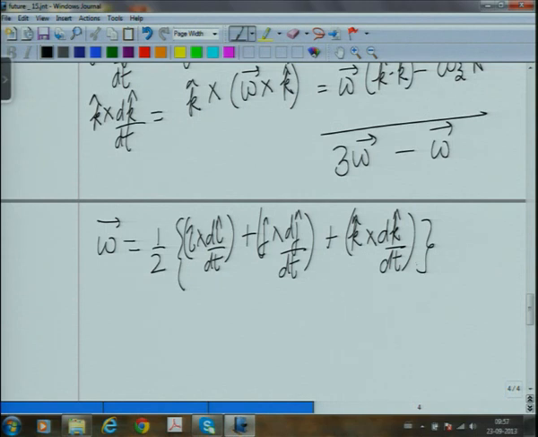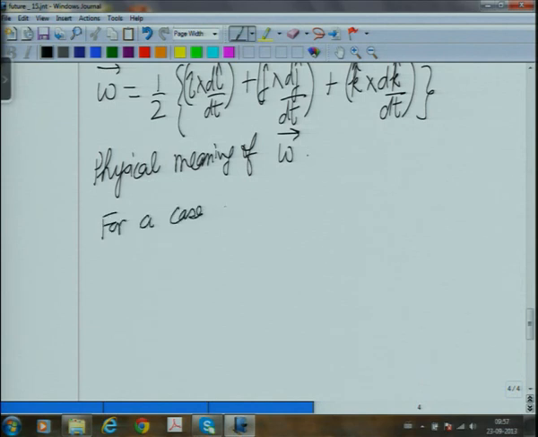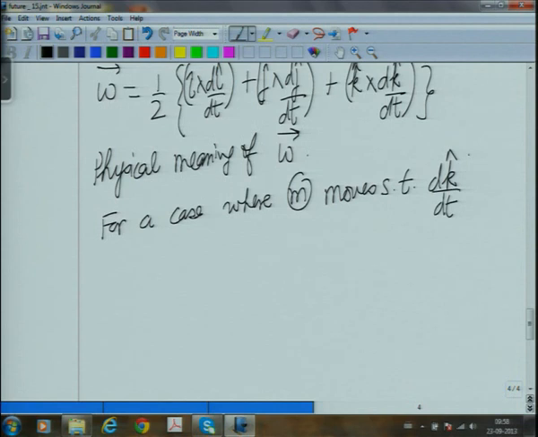Now, for the physical meaning of omega, let me talk of the physical meaning of omega, and this physical meaning comes for a case where the frame M moves such that dk by dt is equal to 0.